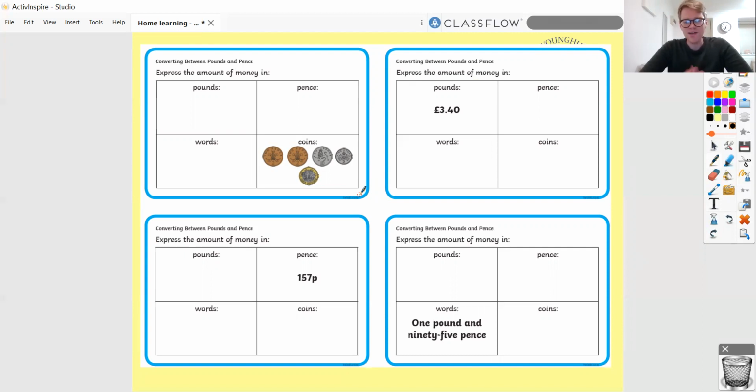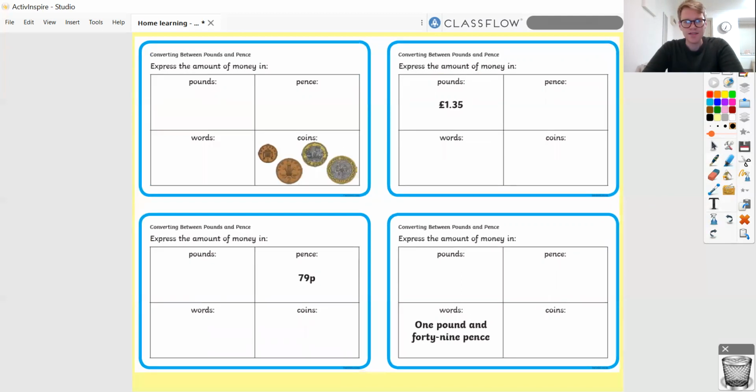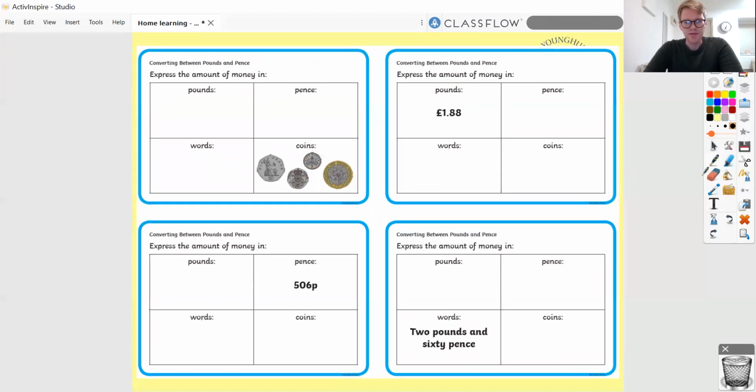So I'll flick through our 3 slides of these, pause as you go, and try to complete as many as you can. Here's your first one. Here's the second. And here's the third.